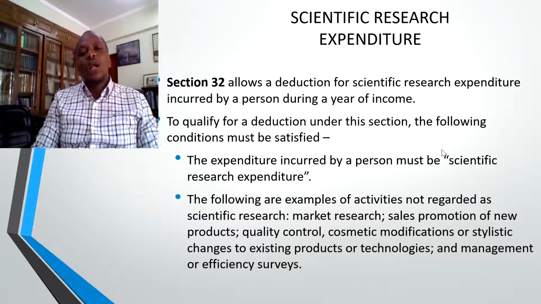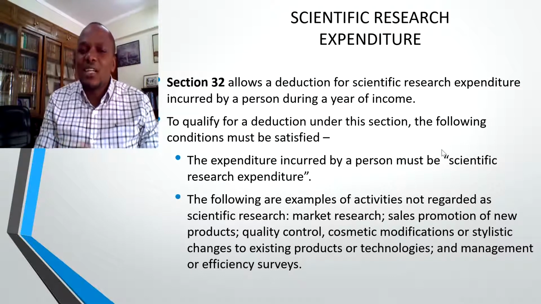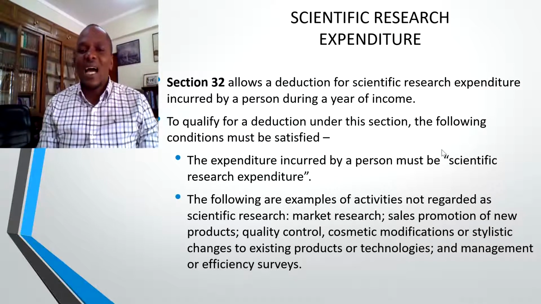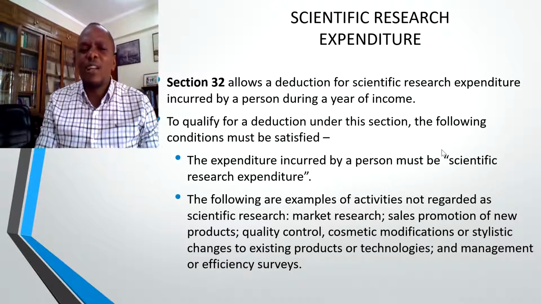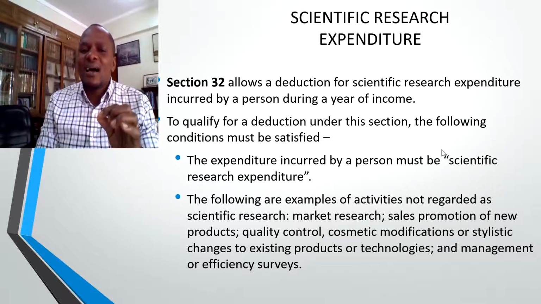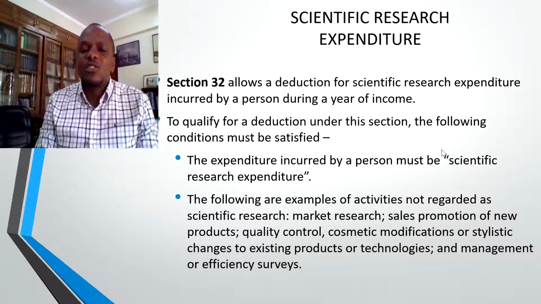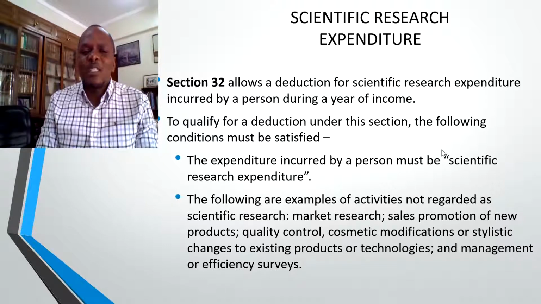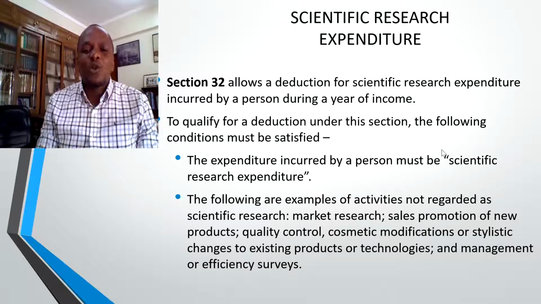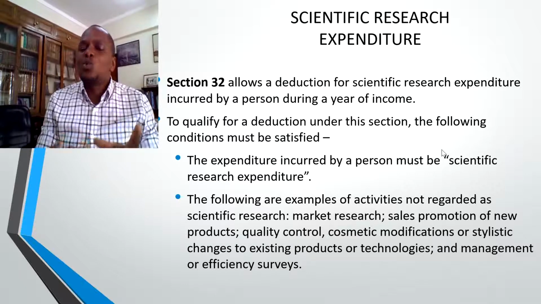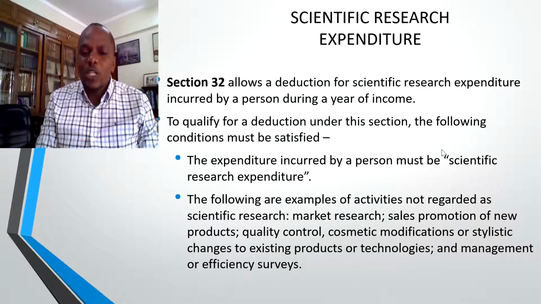Okay, so we shall proceed and look at another deduction called scientific research expenditure. Now this I want to spend a little time on. Most of the things are provided for under the law and you can actually read. But the key points that you have to note is, one, that scientific research expenditure is provided for under section 32. And that section allows a deduction for scientific research incurred by a person during a year of income. However, to qualify for that deduction under that particular section, you must meet certain conditions.